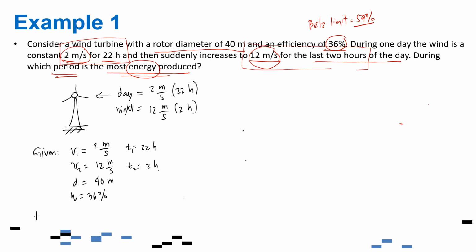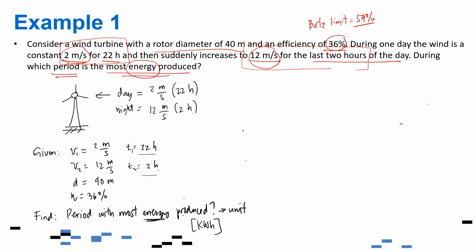And we are to find which period has the most energy produced. So what unit are we looking for? We have to identify that first. This is energy, right? Energy could be in joules, or in this case we are looking for kilowatt-hour, because we are given some time duration for each. Right? So let's try to solve this one.